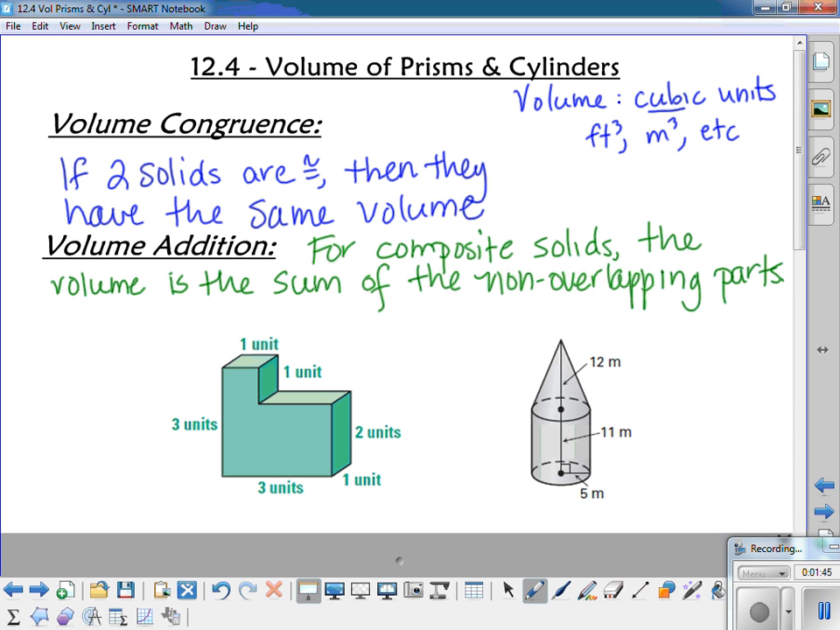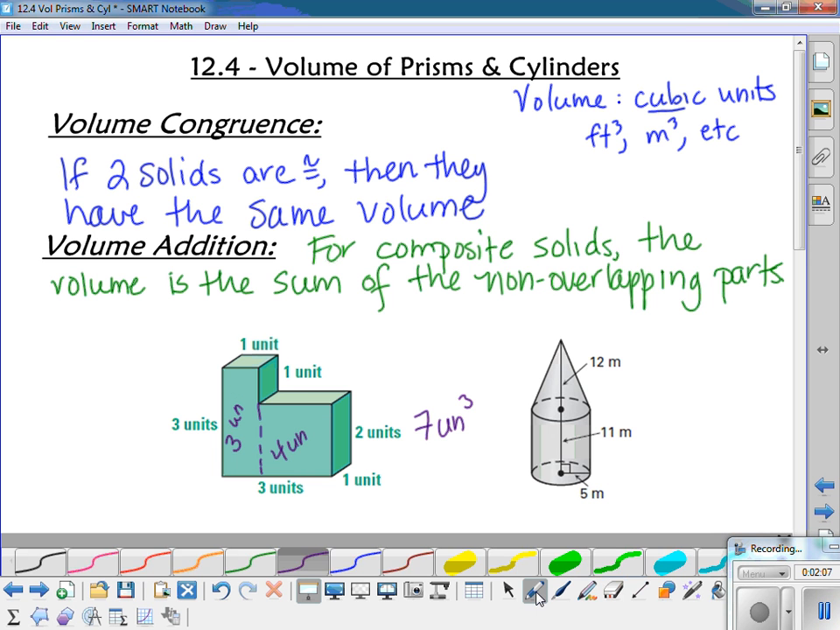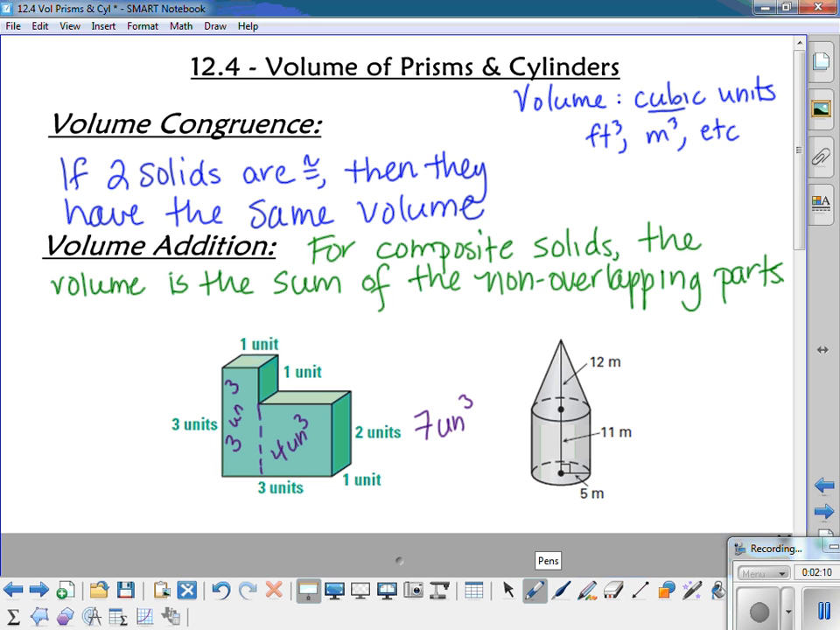Okay, so for instance, if I look at this first figure, I can think of it as two boxes side by side. And so I can find the volume of the first one and the volume of the second one. And I know altogether it's just going to be 3 plus 4, or 7 units. Sorry, cubed. I'm using my wrong exponent here. Cubic units. So it would be 7 cubic units. Or for instance, here I've got a cone and a cylinder. I would just take the volume of the cone plus the volume of the cylinder. And that would give us the total volume.